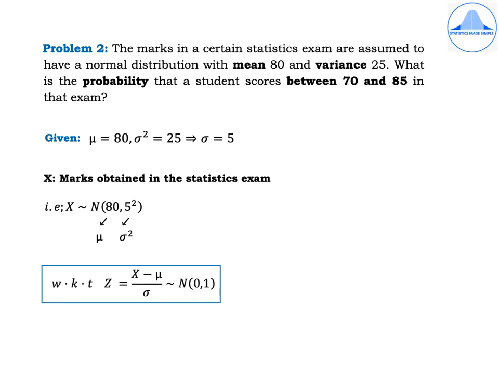Next, define capital X, the normal variate, as marks obtained in the statistics exam. Then you can write it in terms of notation as X follows normal. Within brackets you can write the parameters, that is mu and sigma square, which is nothing but 80, 5 square. Now write the formula for Z. It is called the standard normal variate or SNV, that is Z equal to X minus mu by sigma, which follows normal 0, 1.